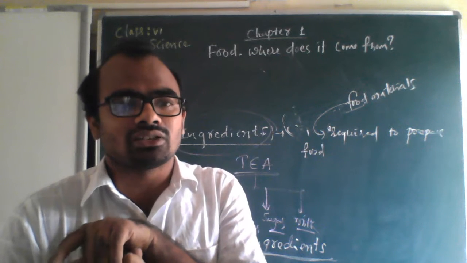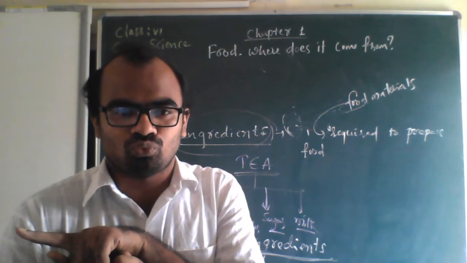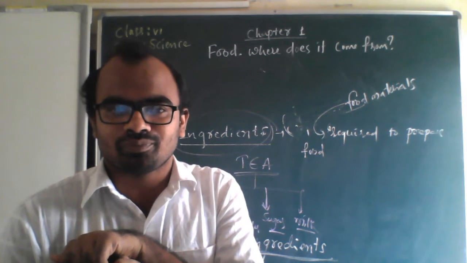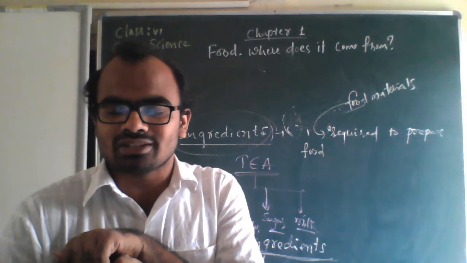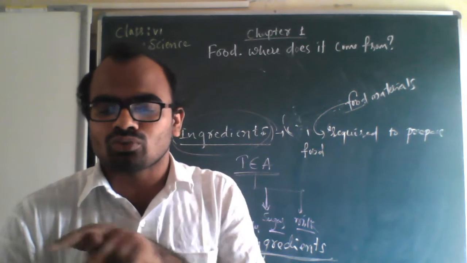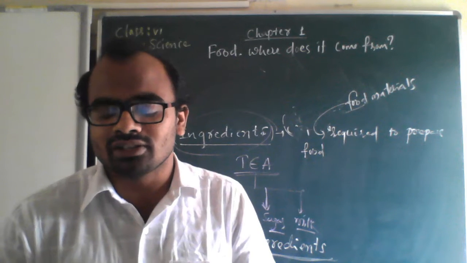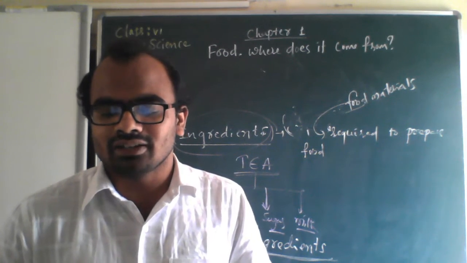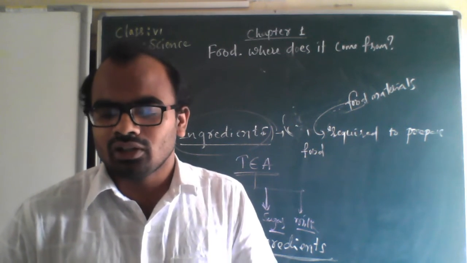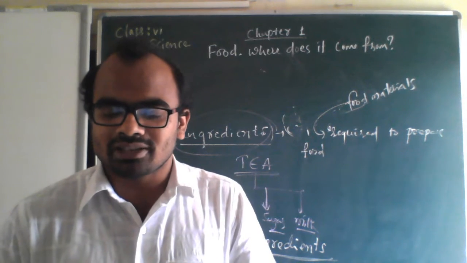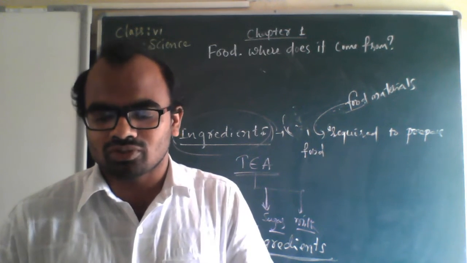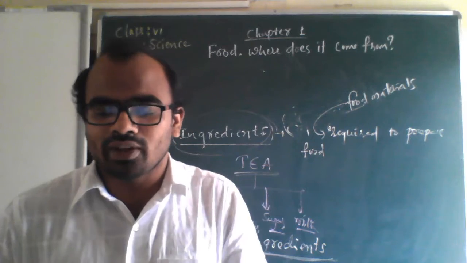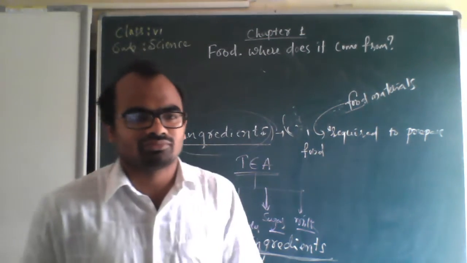So you can see in your text, activity number 2. What is that? Choose some of the items you listed in table 1.1 and try to find out what ingredients are used to prepare these by discussing with your friends and elders at home. List them in table 1.2. Some examples are given here. Add some more items to this list. Food items and their ingredients. This you have to do.